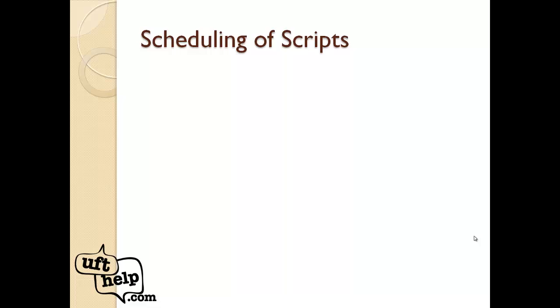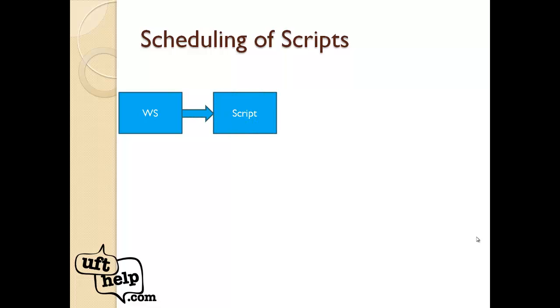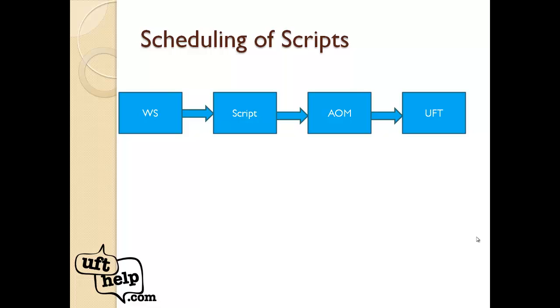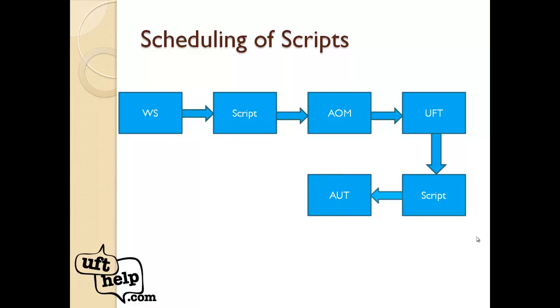Now the AOM model, that was the basics. Now how do we schedule the scripts? We will utilize our Windows scheduler. The Windows scheduler interacts with the script generated by our AOM model. After triggering, that script will launch our UFT, and UFT will open the particular concerned script. When the script is opened and UFT is running, it will interact with our AUT, the application that needs to be tested, and after that the results or reports are generated.